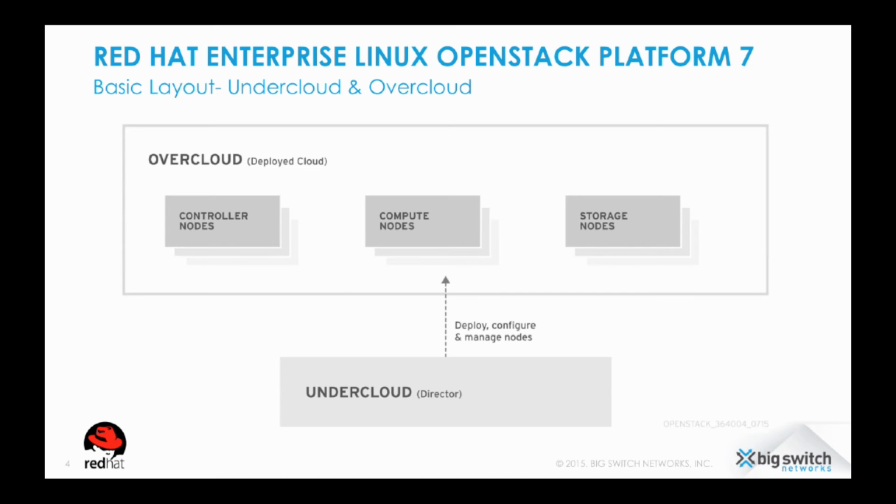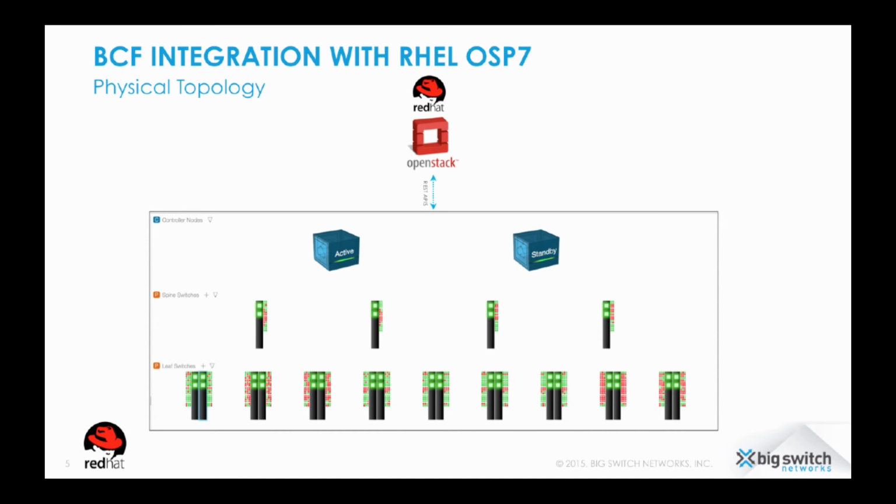Let's look at the Red Hat Enterprise Linux OpenStack platform basic layout. The platform uses two main concepts, an undercloud and an overcloud. The undercloud is a tool set for installing and managing the overcloud. The overcloud is the resulting Red Hat Enterprise Linux OpenStack platform environment created using the undercloud, which includes the OpenStack controllers, compute nodes, and storage nodes. For today's demo, I'll be using the following Big Cloud Fabric physical topology, which has 9 racks with 36 physical servers connected to the Big Cloud Fabric. And I have deployed the overcloud on these servers.